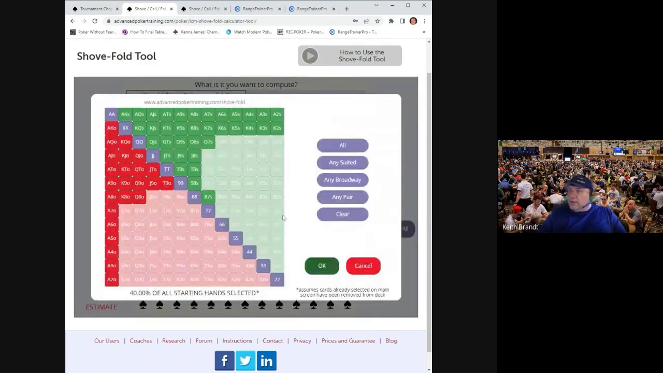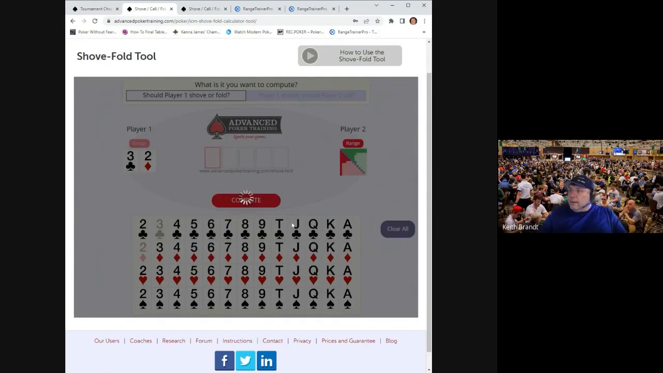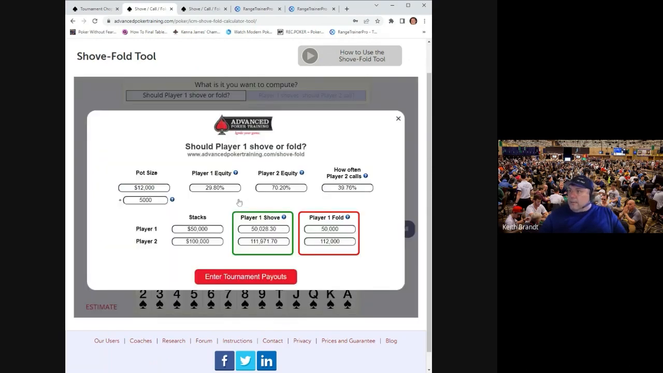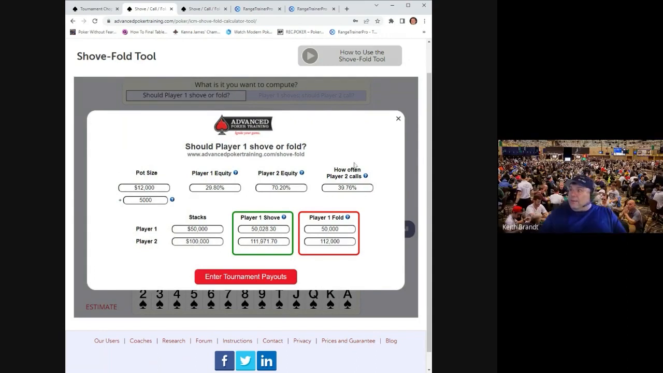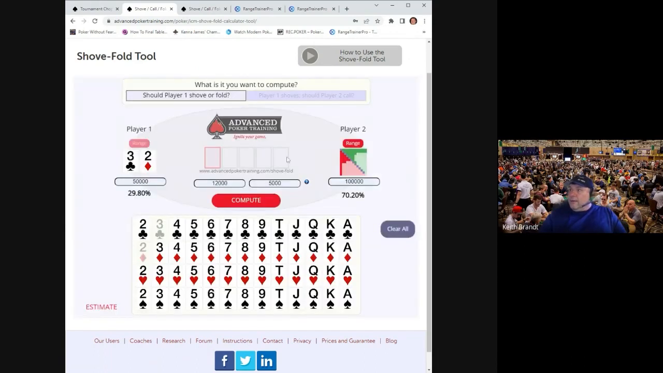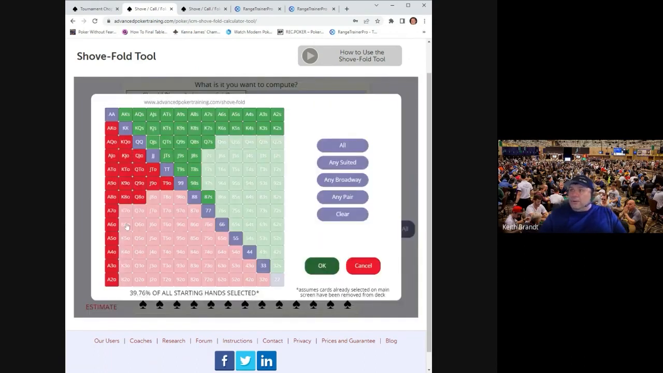Let's change his range and let's take the deuces off. A lot of people are reluctant to call off with deuces, right? So compute again, and now it's a profitable shove with 3-2 offsuit. Wow. So if player two is calling only with this range, he's letting player one profit with 2 napkins.